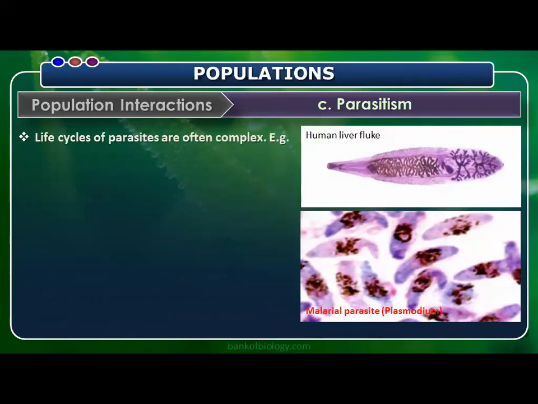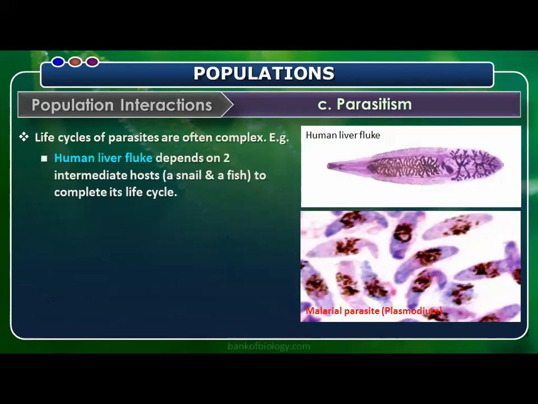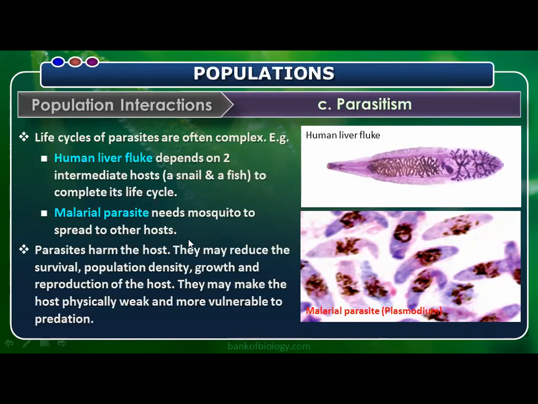Here you can see the life cycles of parasites are often complex. Here we have an example: the human liver fluke depends on 2 intermediate hosts, a snail and a fish, to complete its life cycle. The malarial parasite, Plasmodium, needs a mosquito to spread to other hosts; we say biological vector. Parasites harm the host. They may reduce the survival, population density, growth, and reproduction of the host. They may make the host physically weak and more vulnerable to predation.